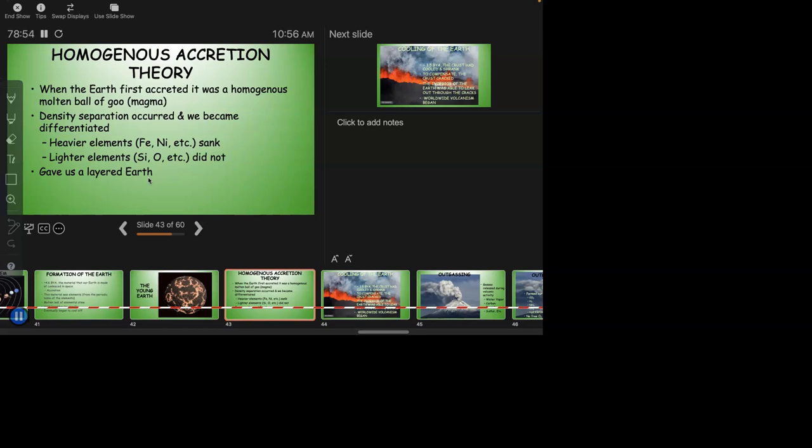What we mean is it wasn't layered, like we just spent 10 minutes teaching you. Those layers had to grow, had to form. Okay? So originally everything was homogenized. That's what the deal, it means same. Homo means same. Okay? So we had to undergo, and this should be in bold print as well here, density separation. That is a vocabulary word.